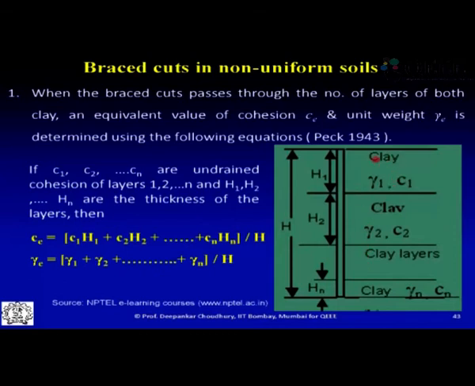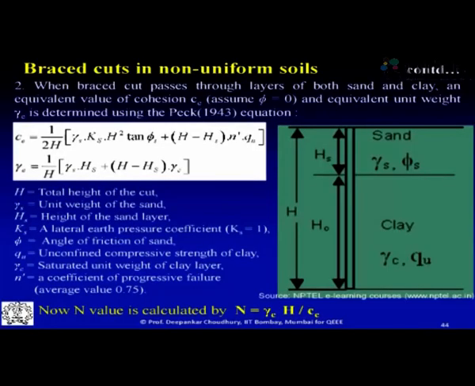So in that case, if you have various properties, let us say H1 is the first layer thickness with properties gamma 1 and C1 for a clay, then another clay layer with H2 with properties gamma 2, C2, and so on. Then for braced design or excavation design, you can consider the equivalent cohesion and equivalent unit weight by just using the concept of weighted average of each layer. Equivalent cohesion can be computed like this, equivalent unit weight also can be computed like this, and then you can further follow the earth pressure distribution.